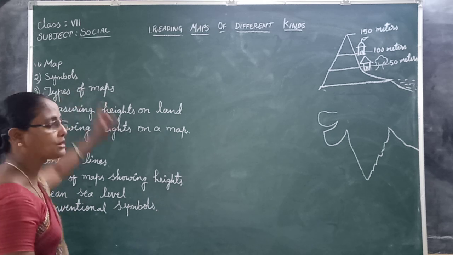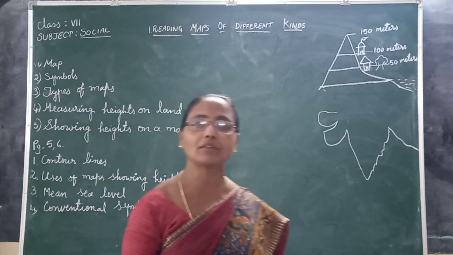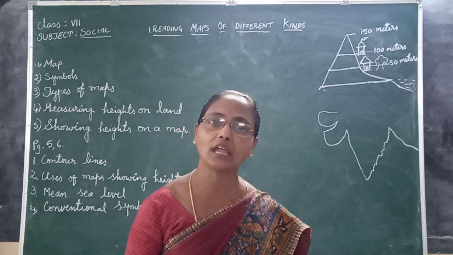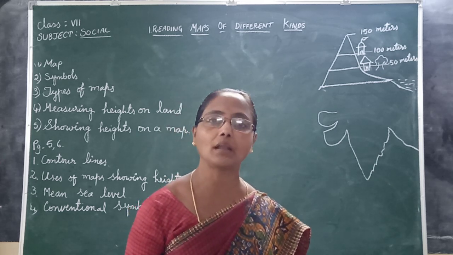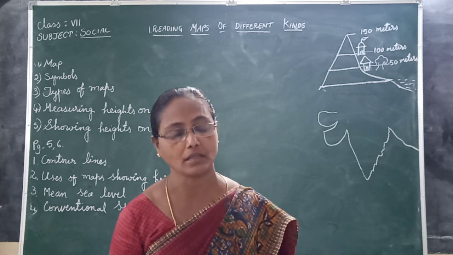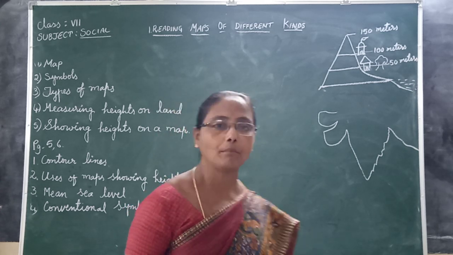Okay, next, types of maps. How many types of maps are there? There are 6 types of maps. What are they? Physical map, political map, population map, weather map, thematic map, railway route map.